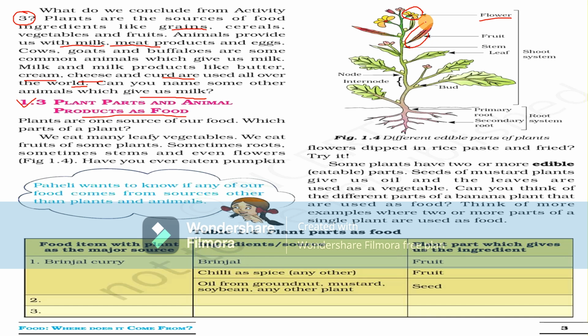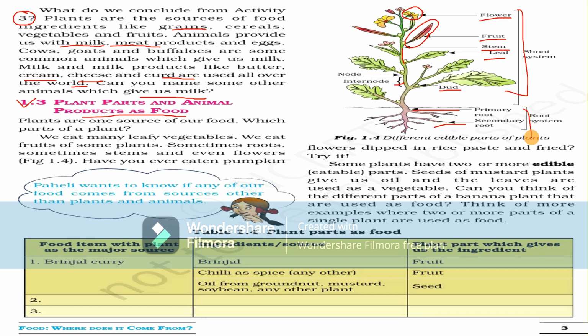Here, this is a flower as mentioned here. This is a fruit. After the flower, they give us a fruit. And what we see here in green color is the stem. And these are the leaves. And this is a bud. And this is a node, and this is an internode. And this part is known as the shoot system.